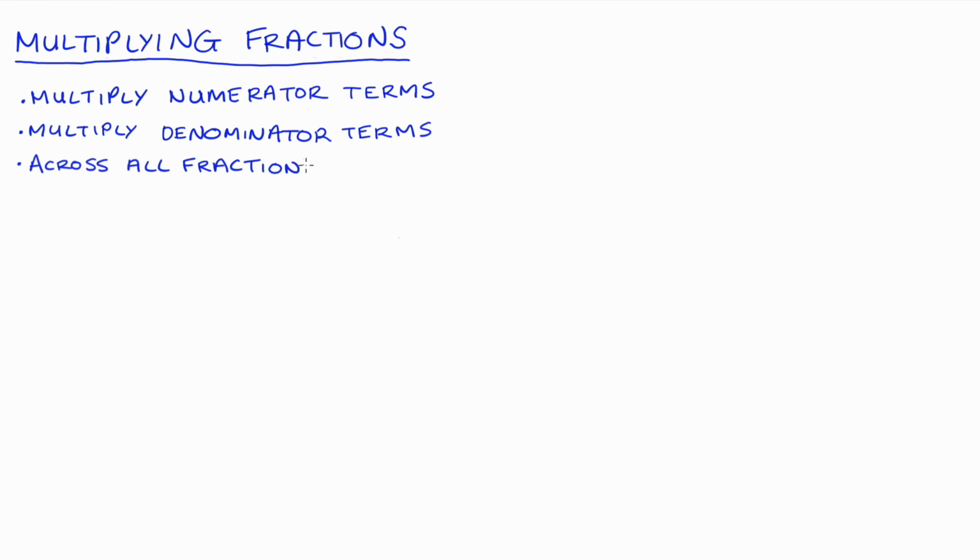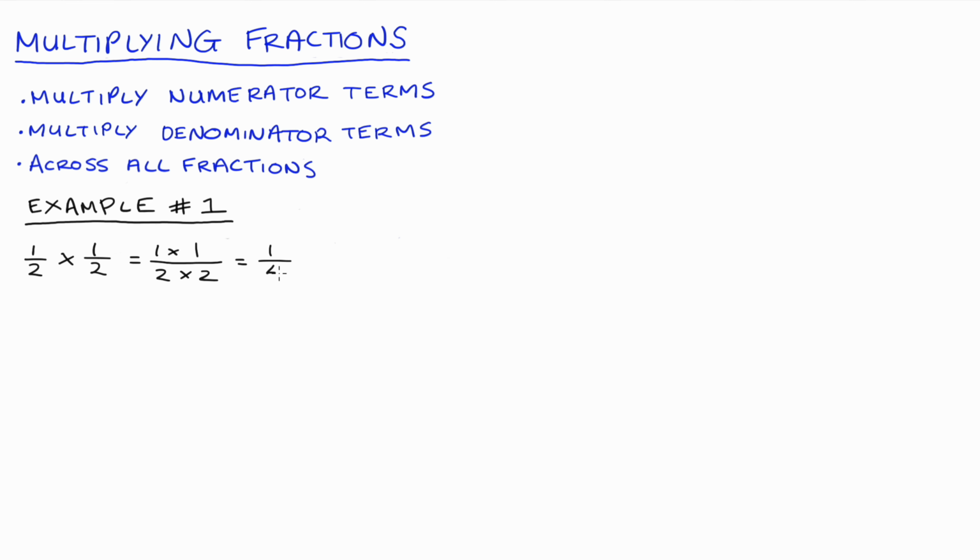So for example, if we think about the multiplication 1/2 times 1/2, we would multiply the numerator terms together, so we get 1 times 1. And then we multiply the denominator terms together, we get 2 times 2, that will be on the bottom. 1 times 1 is 1, 2 times 2 is 4, so 1/2 times 1/2 is equal to 1/4.